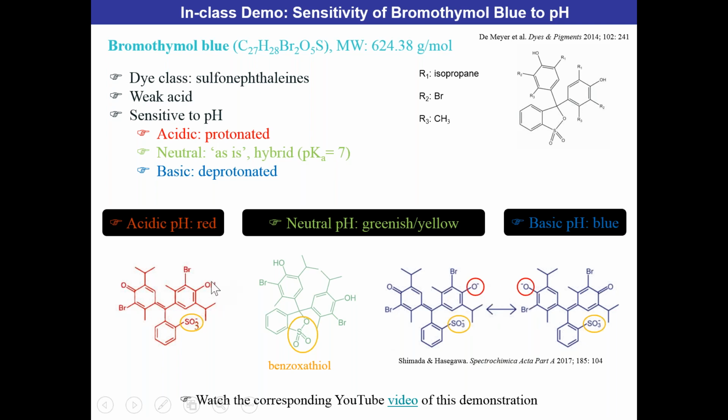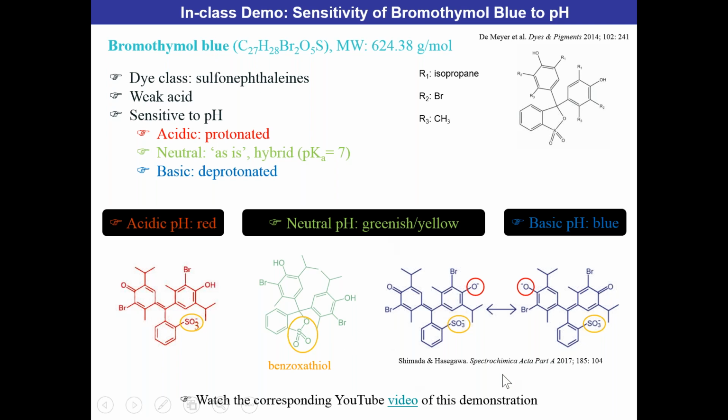So remember, with weak acids or even strong acids, the hydrogen is going to be splitting off, right? Well, where's the hydrogen coming from? It's coming from this hydroxyl group that's attached to one of the aromatics, okay? In a basic environment, that hydrogen is lost. And in doing so, you essentially get the conjugate base of this bromothymol blue. So that's where that's coming from.